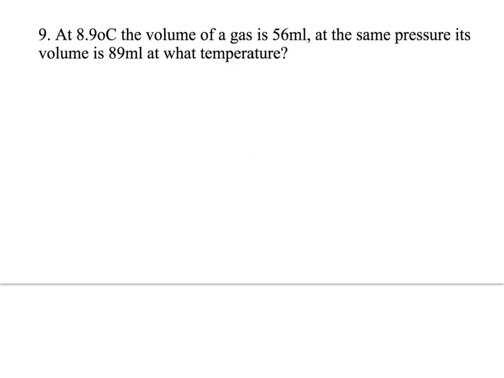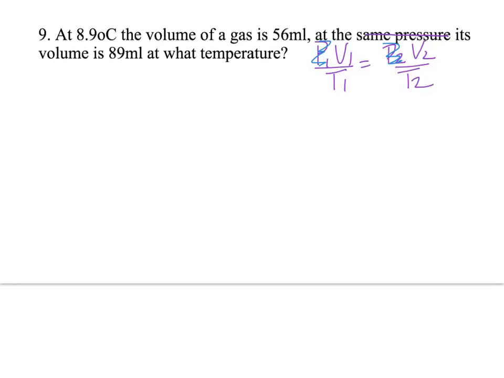Number 9, at 8.9 degrees Celsius, the volume of a gas is 56 milliliters. At the same pressure, the volume is 89 milliliters at what temperature? So I see that we will not be using pressure because it says same pressure. So when I go to use the combined gas law, which hopefully by now you have written enough that you recognize it, I know that I'm going to be able to leave out pressure, so I can mark that out, and I'm left with Charles's law.